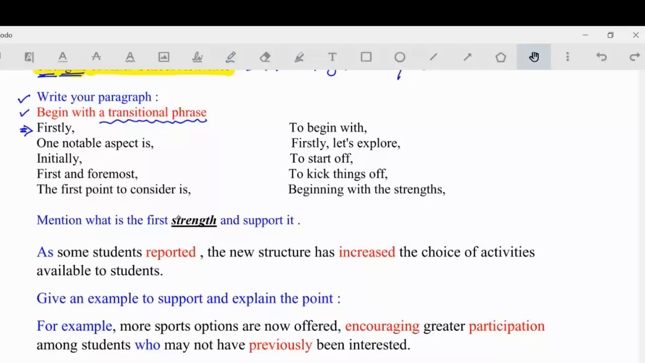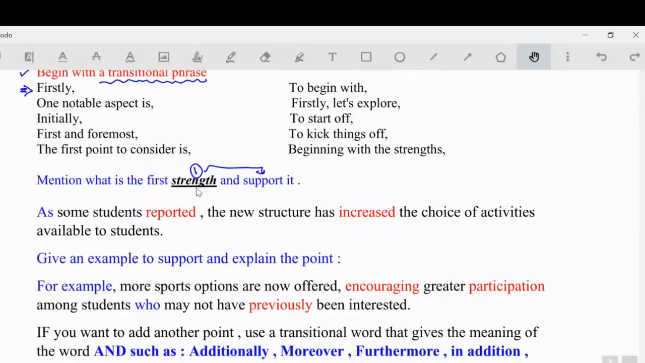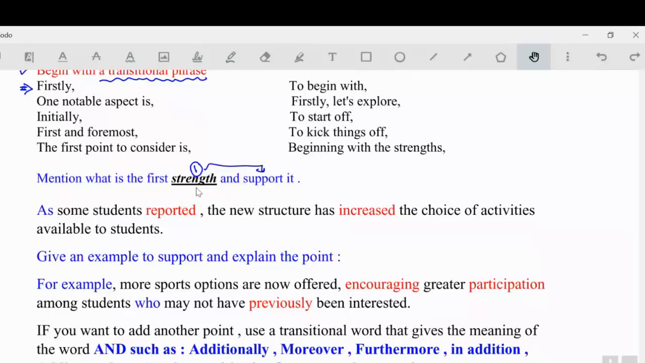Okay? After that, I'll mention what is the first positive and support it. So we will start our paragraph with any transitional word like firstly or to begin with and so on. So here we can say, to begin with, comma. Okay? What is the first strength or the first positive? We will say, as some students reported, the new structure has increased the choice of activities available to students. So what is the first point here? That the structure of the program increased what? The choice of activities. It means there are a lot of activities available to students. So my first positive is the variety of activities.